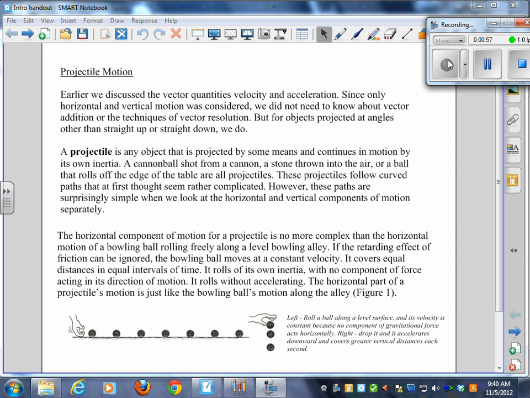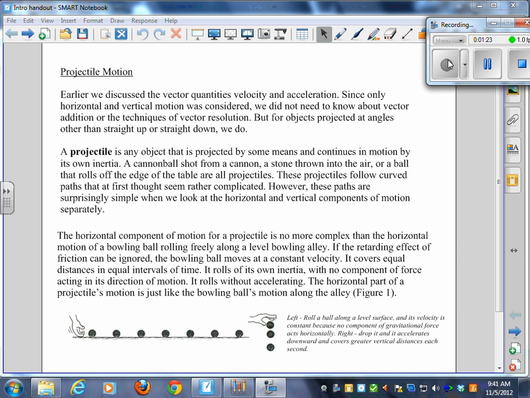These projectiles follow curved paths that at first thought seem rather complicated. However, these paths are surprisingly simple when we look at the horizontal and vertical components of motion separately. The horizontal component of motion for a projectile is no more complex than the horizontal motion of a bowling ball rolling freely along a level bowling alley.